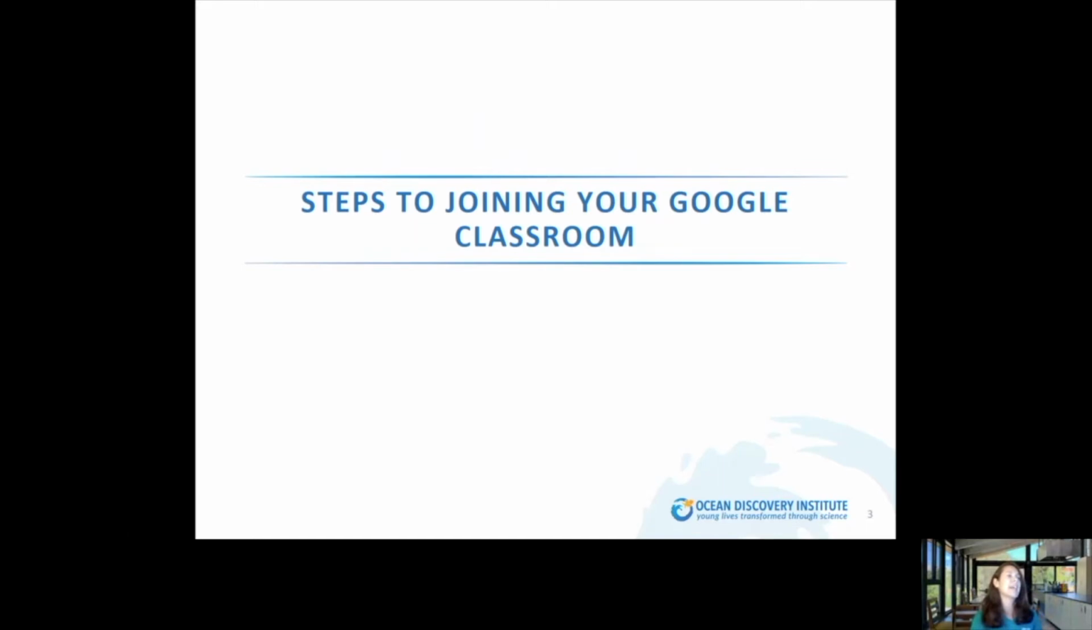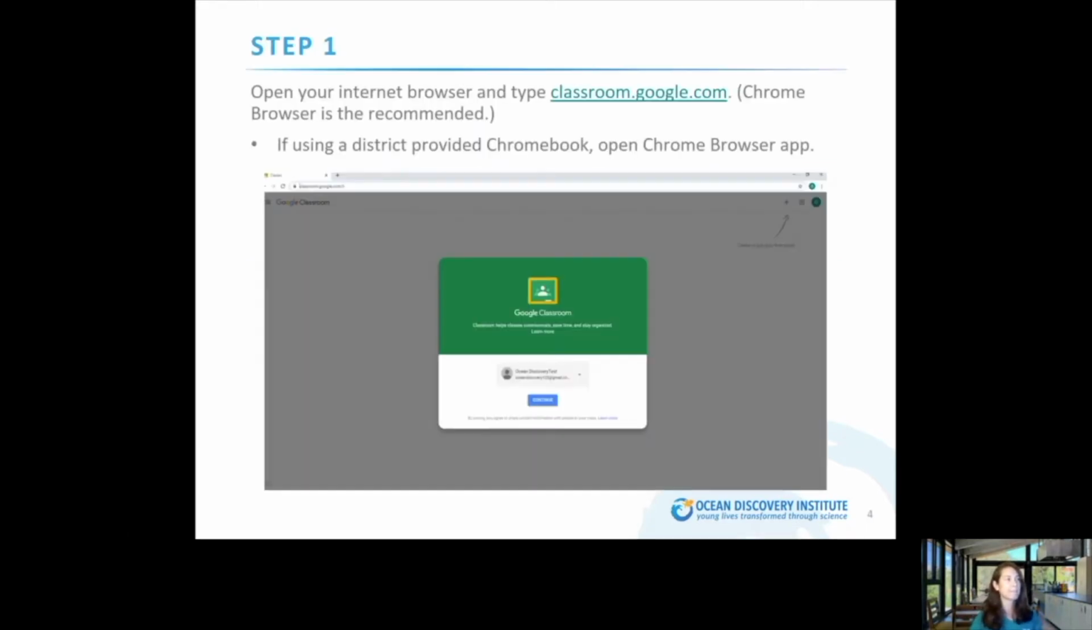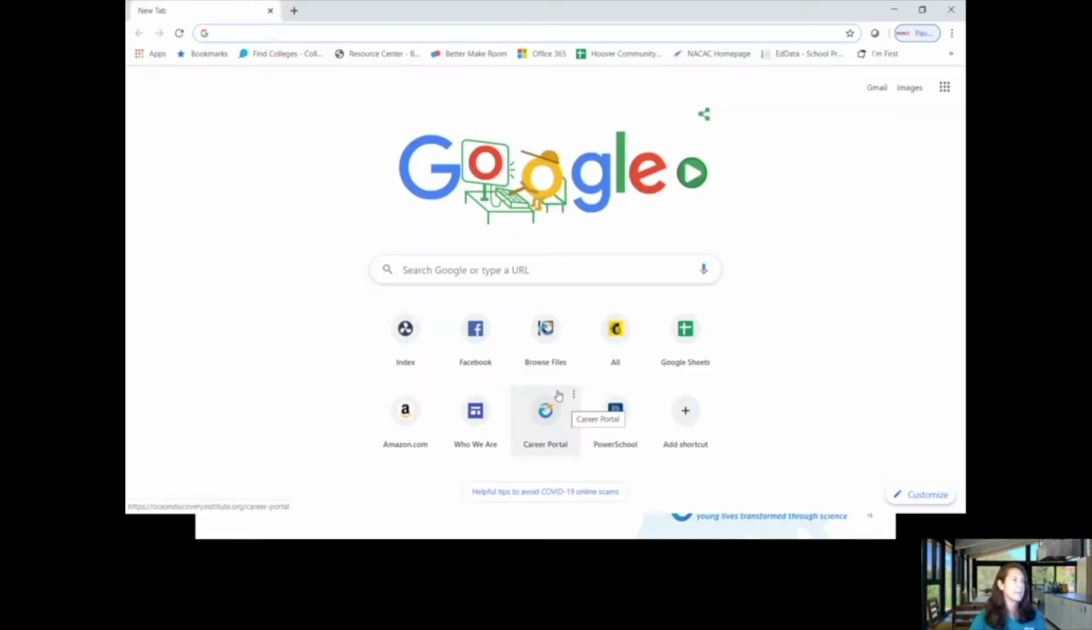So let's first look at how to join your students' Google Classroom. Step 1, open your internet browser and type classroom.google.com. Chrome browser is the recommended one because this is a Google product. If you're using a district-provided Chromebook, open the Chrome browser app that's directly built in to the Chromebook's desktop. So I will do a demonstration with you today and show you these steps.